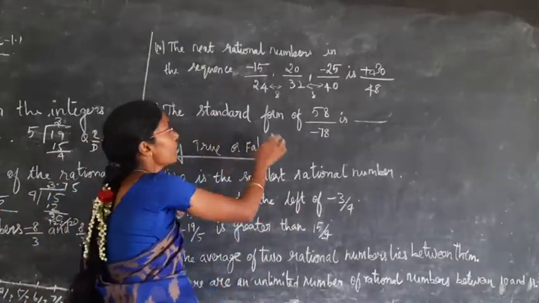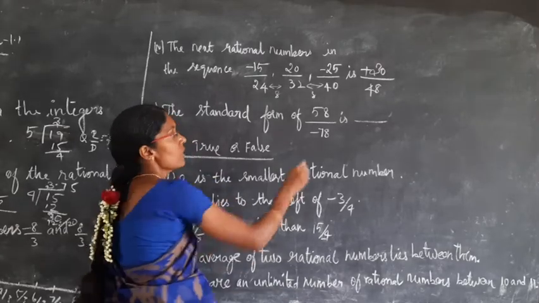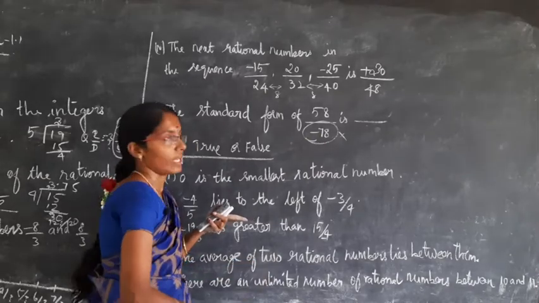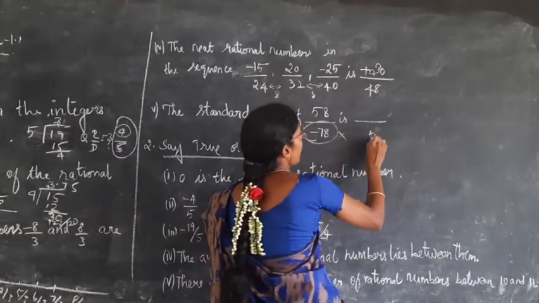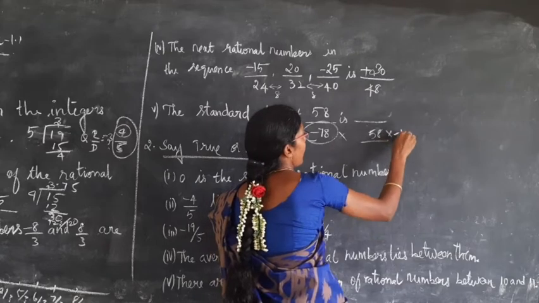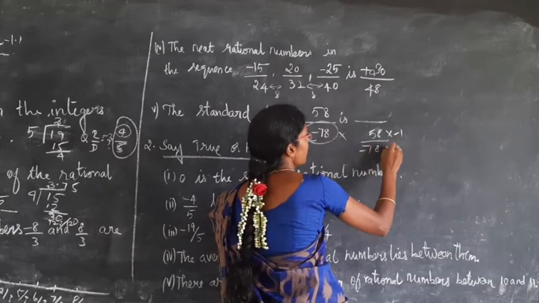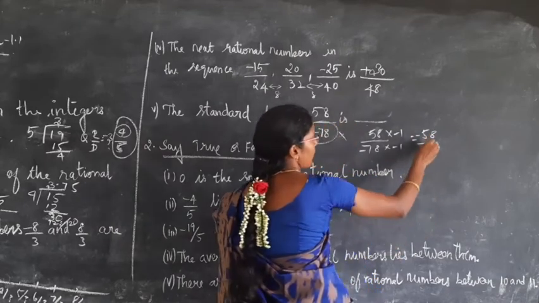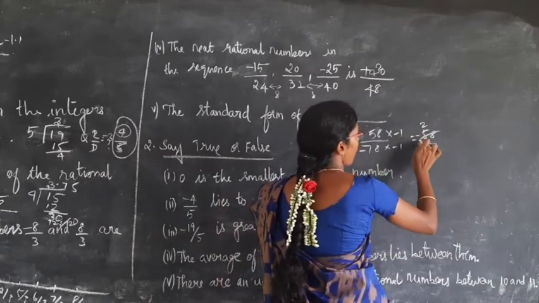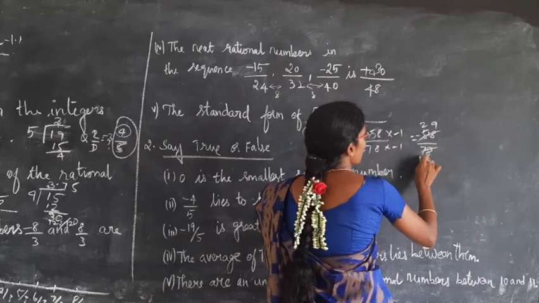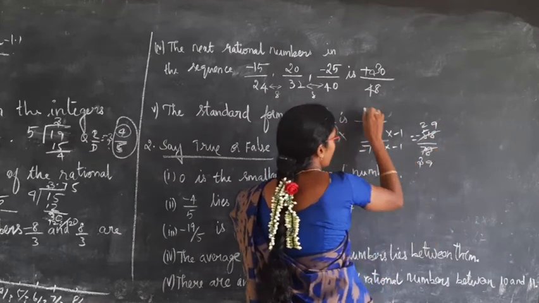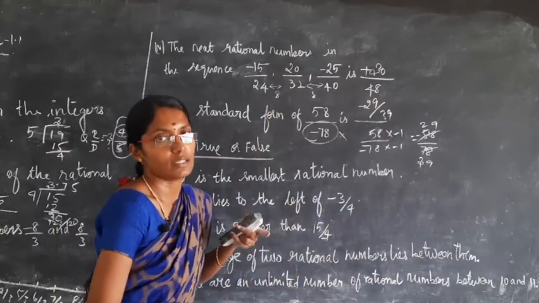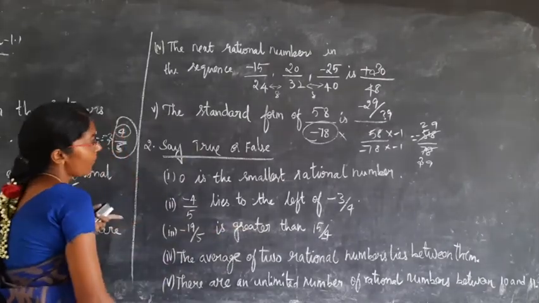So next one, the standard form of 58 by minus 78. So see, you can see here the denominator consists of the negative sign. So you should multiply by minus 1, minus 58 by 78. You can divide by the second table. 2 2s are 4, 2 9s are 18, 3 2s are 6, 2 9s are 18. So the answer will be minus 29 by 39. Okay. So what is the next problem?